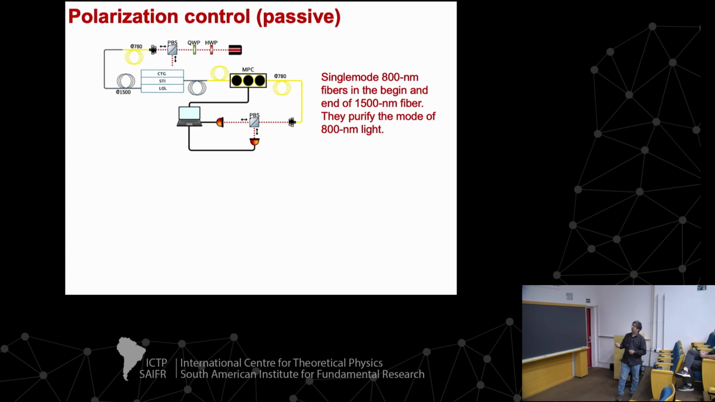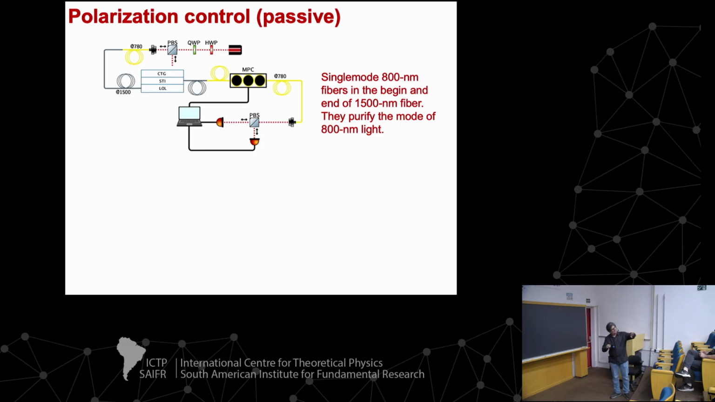And so we need to do many different things. For example, polarization control is much harder. Any polarization problem that you have at telecom will be much worse at 800 nanometers, because that absorption length of 1 kilometer is also connected with the dispersion at 800 nanometers.